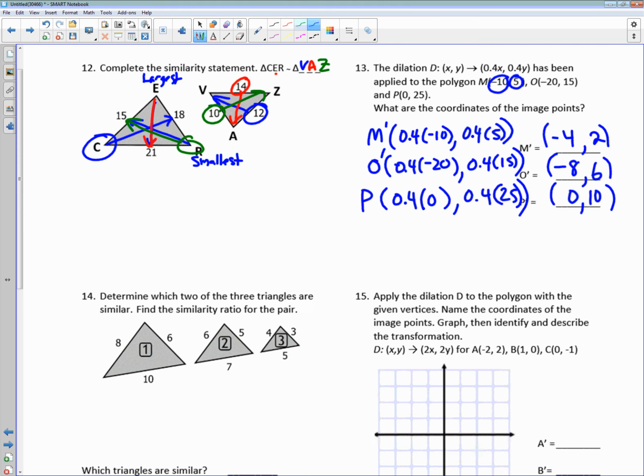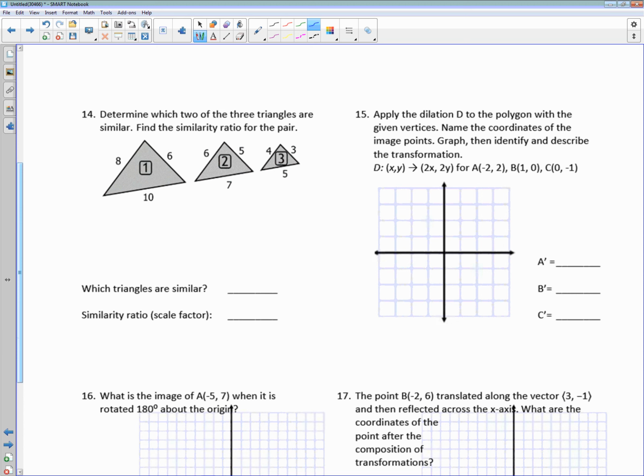Down to 14, where we're trying to figure out which ones are similar. So you want to compare the longest side of 1 to the longest side of 2, and middle side of 1 to the middle side of 2, and shortest side of each. So if I'm going to compare 1 to 2, I'm going to go big, medium, small, and compare it to the 3 sides here, which is going to go big, medium, small. So I want to see if these 3 are in the same ratio. And right now, 10 over 7 is going to be 0.7. 8 over 6 is not. So these are not in the same ratio, so 1's not similar to 2.